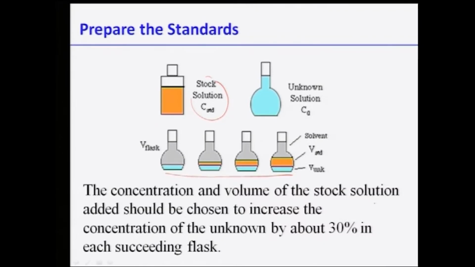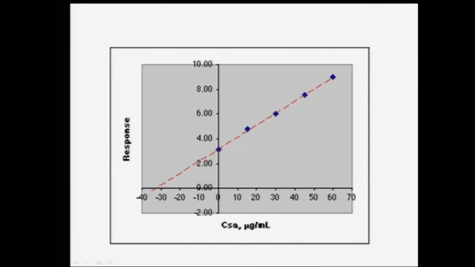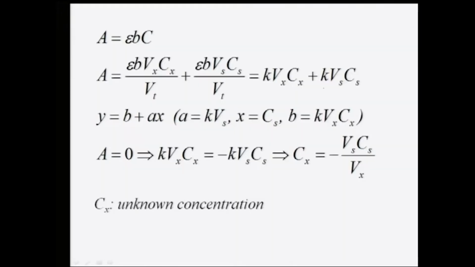The concentration and volume of the stock solution should be chosen to increase the concentration of the unknown by about 30% in each flask. That is, this is the known, this is the unknown, so you add different quantities of the known, making it up to a maximum of 30%. And this is the response. One can see that if you plot CSA against response, this is a straight line passing through these 2 points. So using this, one can find out the unknown concentration Cx.